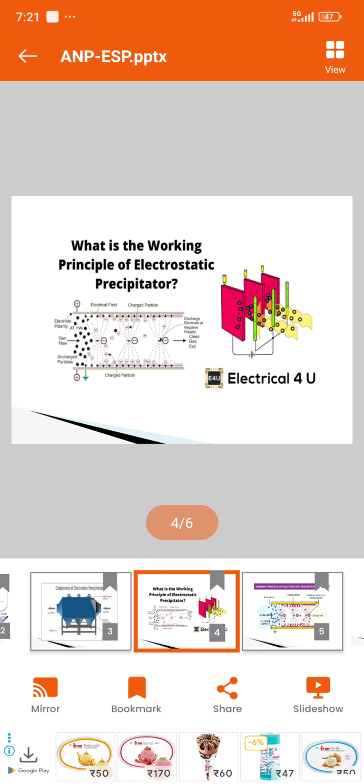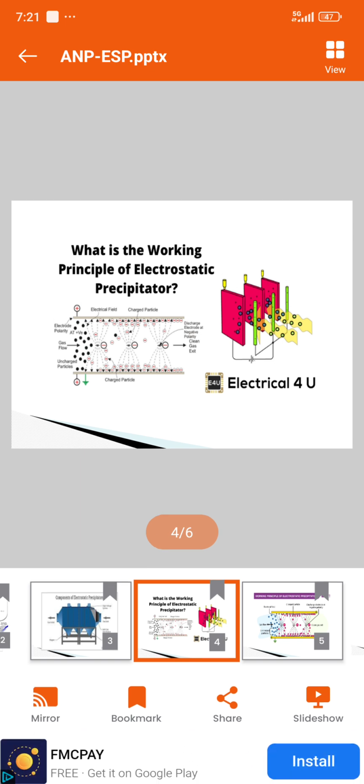Now see the second image. This second image is a 3D view. It shows what is present in the electrostatic precipitator, and how all the materials or instruments are arranged in it. These red electrode plates are present in the electrostatic precipitator, while the green electrode rods are also present.